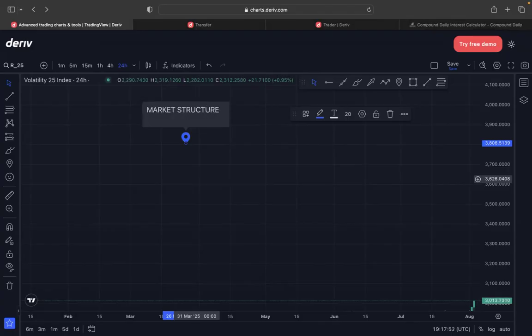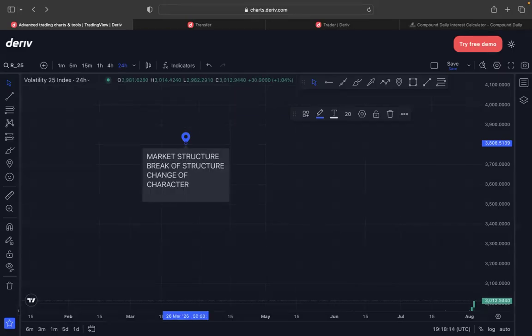And then we're going to be talking about break of structure. And then we're going to be talking about change of character. And then we're going to be talking about advanced market structure. Now, again, I said we're going to be talking about market structure.